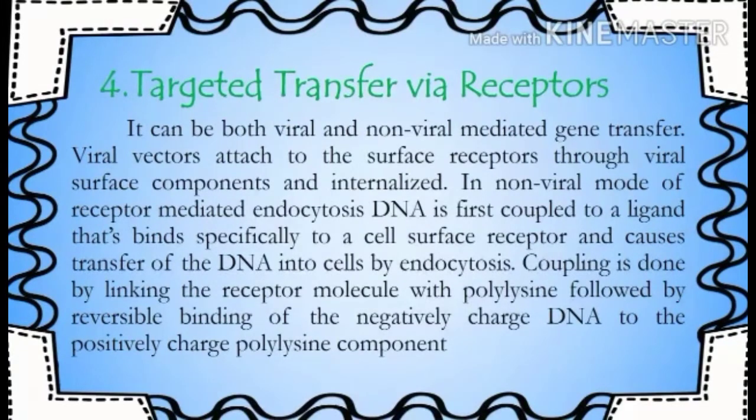It can be both viral and non-viral mediated gene transfer. Viral vectors attach to the surface receptors through viral surface components and are internalized. In the non-viral mode of receptor-mediated endocytosis, DNA is first coupled to a ligand that binds specifically to a cell surface receptor and causes transfer of the DNA into cells by endocytosis. Coupling is done by linking the receptor molecule with polylysine, followed by reversible binding of the negatively charged DNA to the positively charged polylysine component.